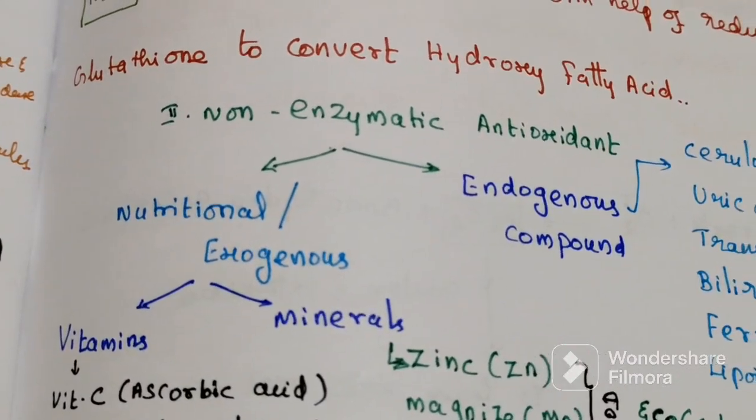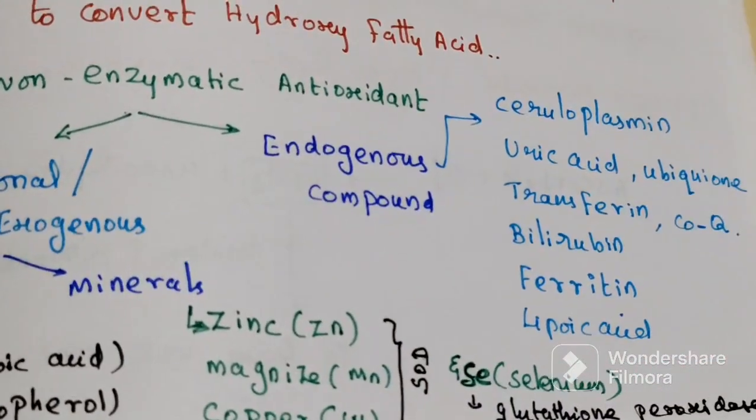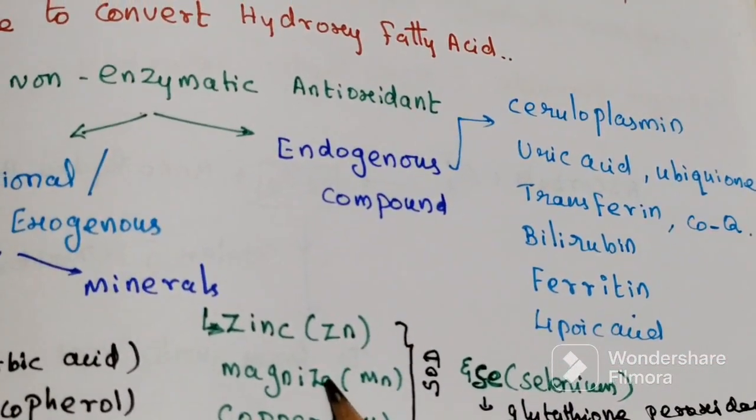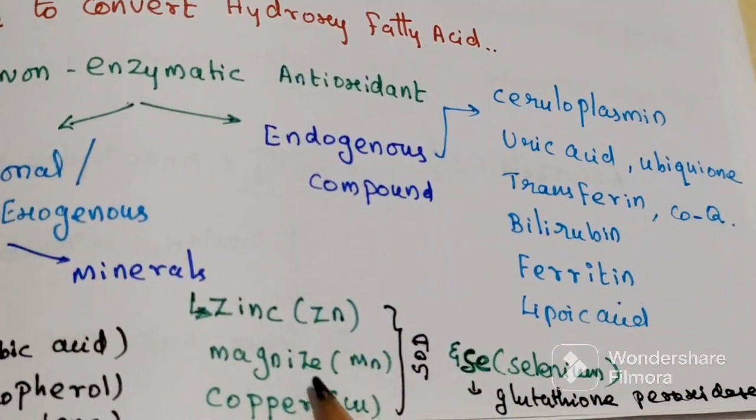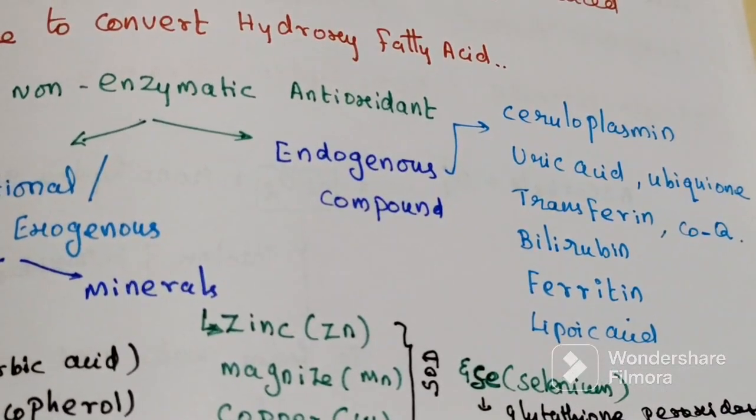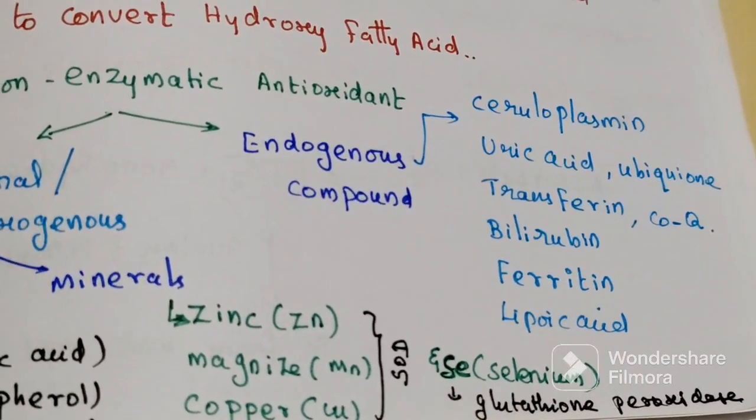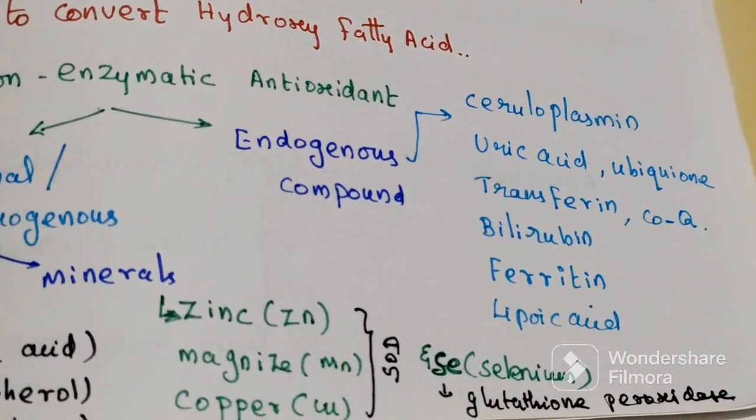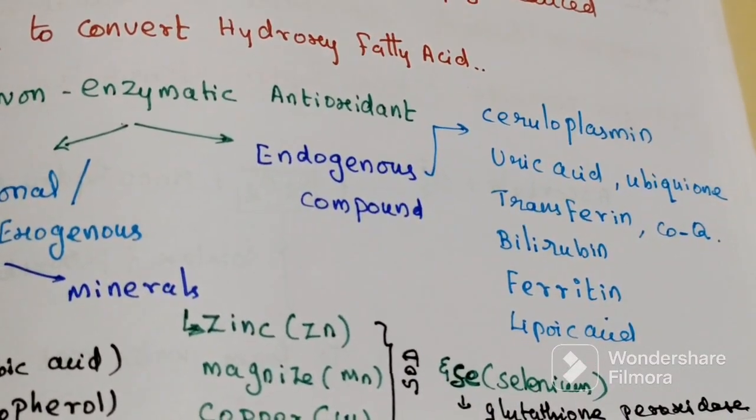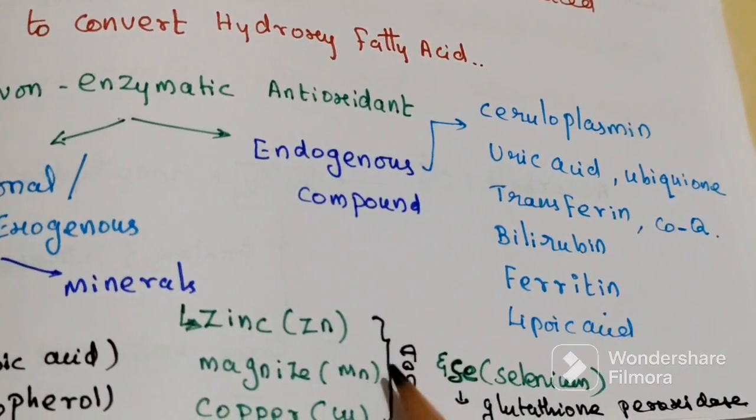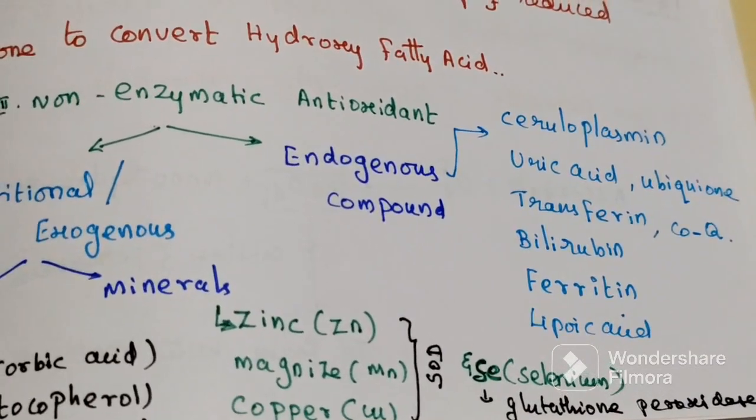Next, minerals. Minerals also act as antioxidants. Four important minerals: zinc, manganese, copper and selenium. Zinc, manganese and copper, these three are superoxide dismutase dependent. Selenium is present in glutathione peroxidase.